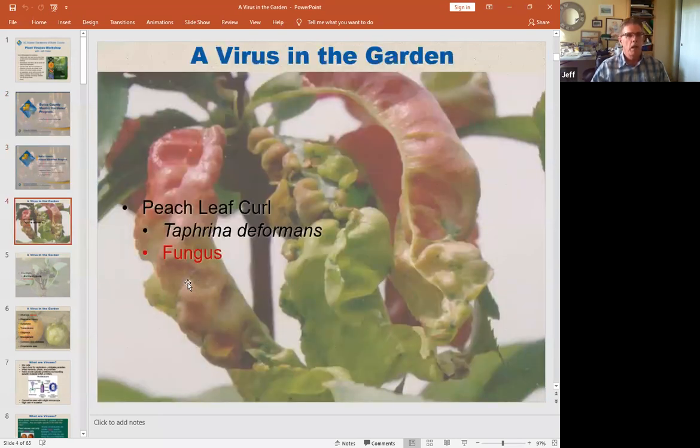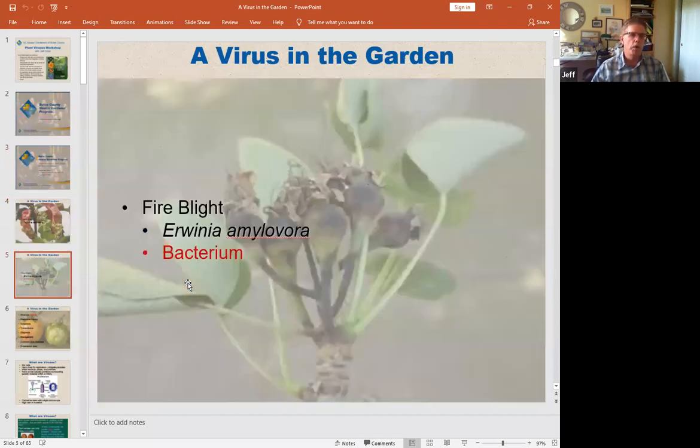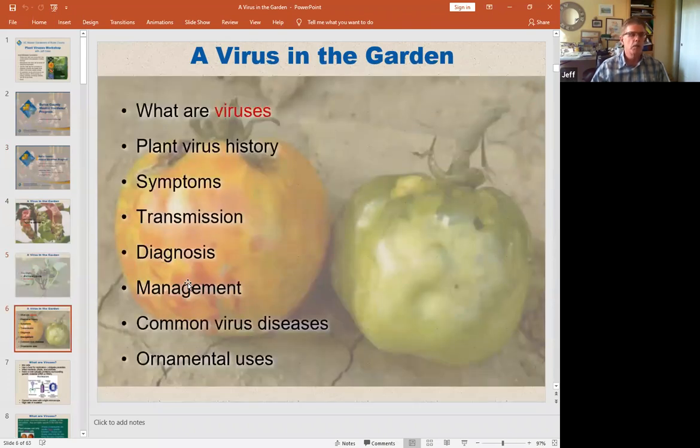So, a lot of people are familiar with diseases other than viruses in their garden. If you grow peach trees, you've probably seen peach leaf curl, which is kind of an ugly disease. It's caused by a fungus. Or if you have pears and apples and things related to that, you may see fire blight, which is caused by a bacterium.